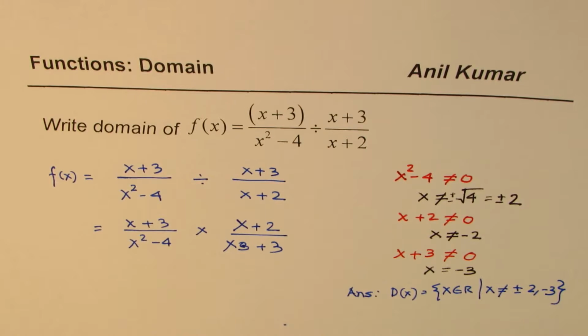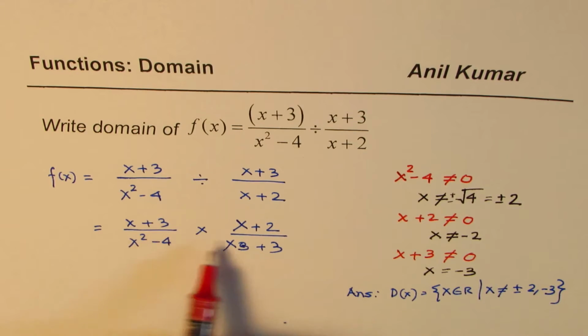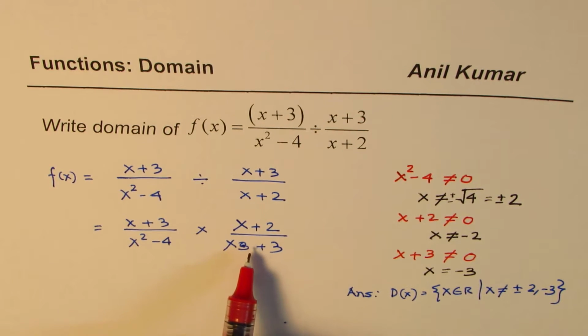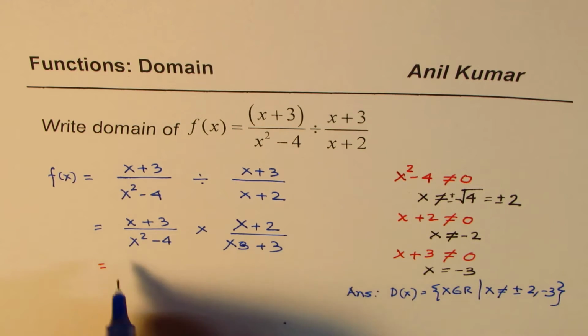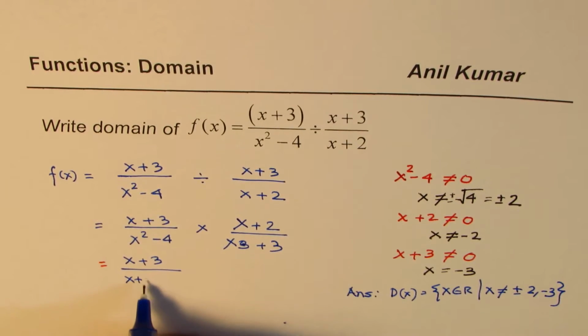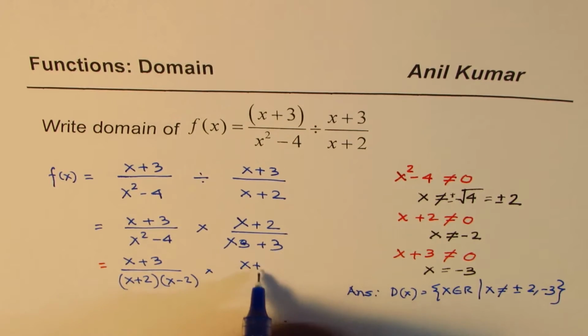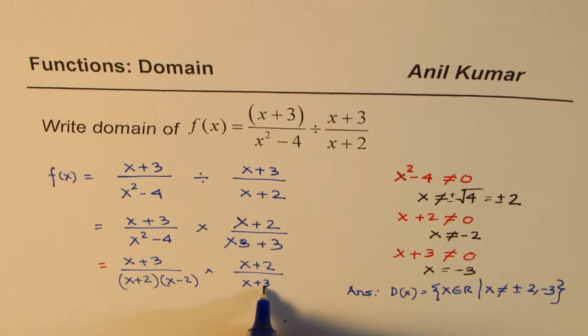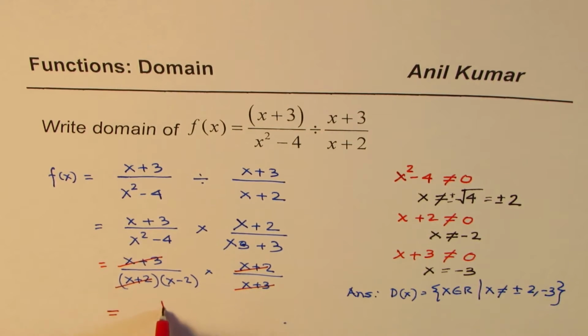Now here is a word of caution. When we are writing the domain of a function, you may actually continue with simplification, and you may go one more step here. Let me do that. I'll cancel out the common factors: x plus 3 over, this could be written as x plus 2 times x minus 2, and then we have times x plus 2 over x plus 3, right? Now you can see x plus 3 and x plus 3 is common, x plus 2 and x plus 2 is common. So we could write this as equal to 1 over x minus 2, correct?